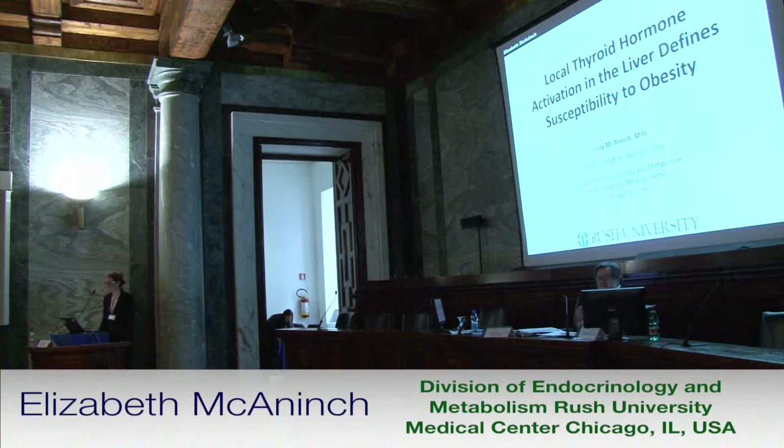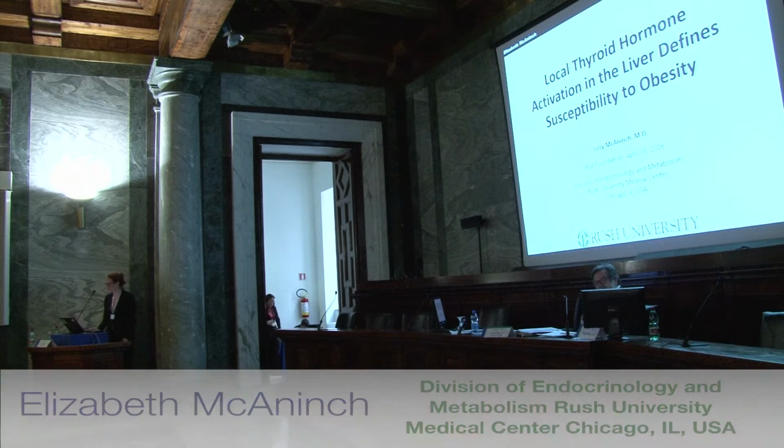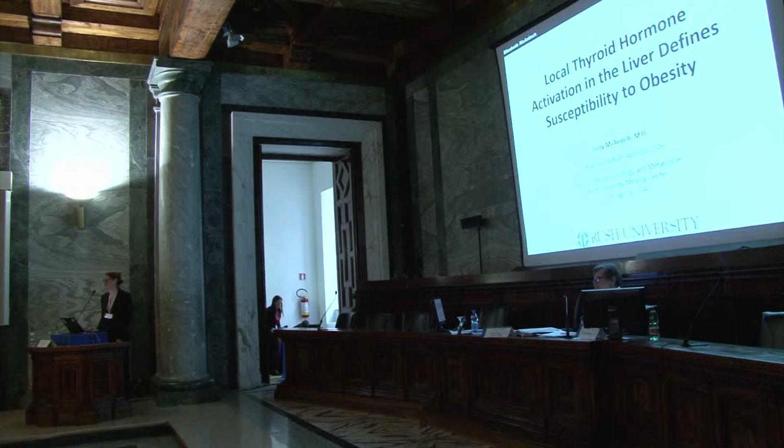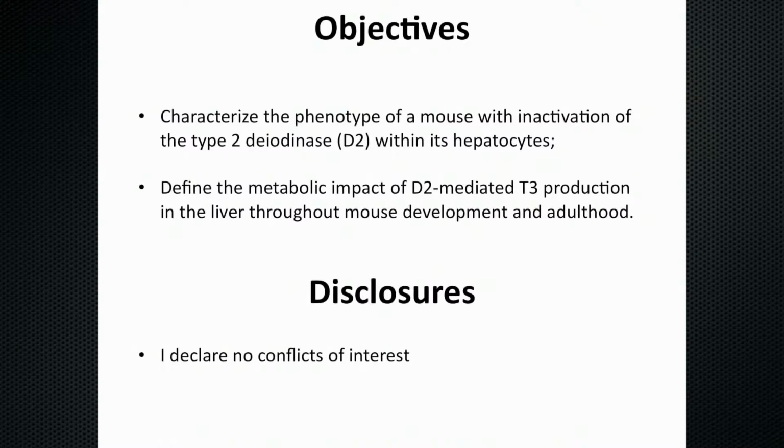Dr. Bianco sends his best to you all, but we'll go ahead and get started with some of the research from our lab. So the objectives of our talk today are to characterize the phenotype of a mouse with a specific inactivation of the type 2 deiodinase within its hepatocytes, and to define the metabolic impact of D2-mediated T3 production in the liver throughout development and adulthood.